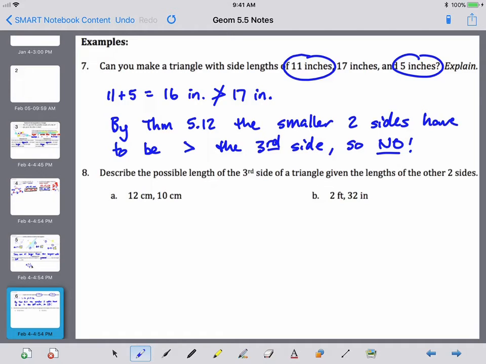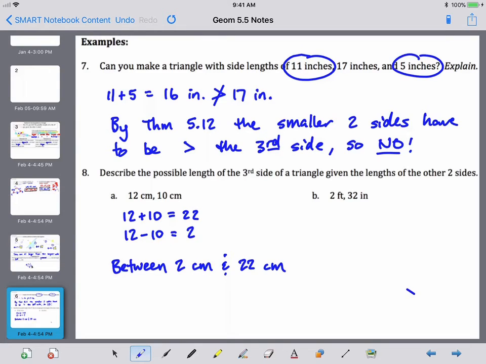Okay? Now in 8, it's kind of the same idea, but we're given two side lengths and we're asked to describe the possible length of the third side of a triangle. So here's how you can do this. Add the two side lengths together and subtract the smaller side length from the larger. This tells you that the third side could be anything between 2 centimeters and 22 centimeters.